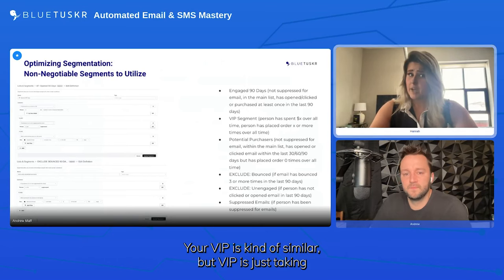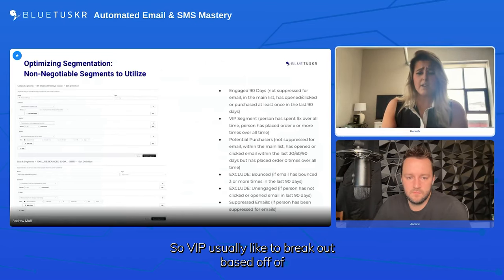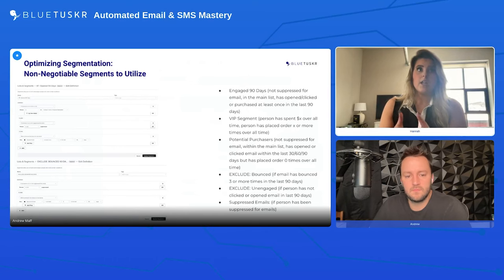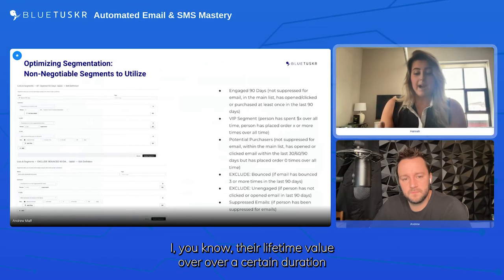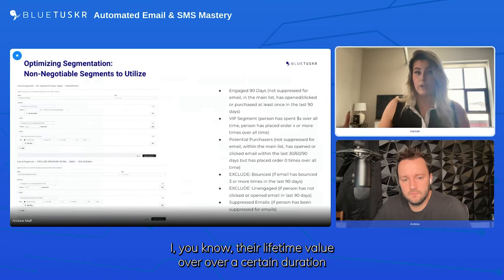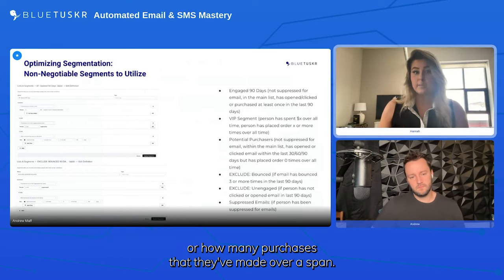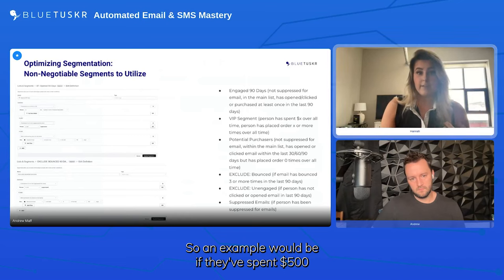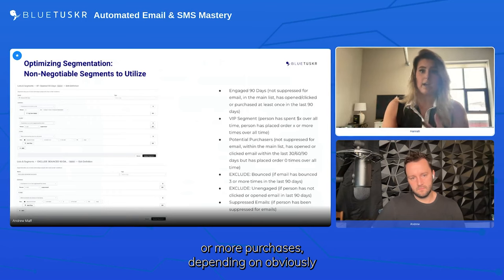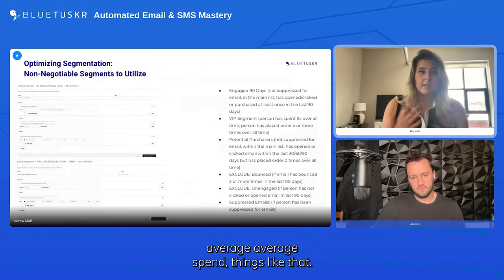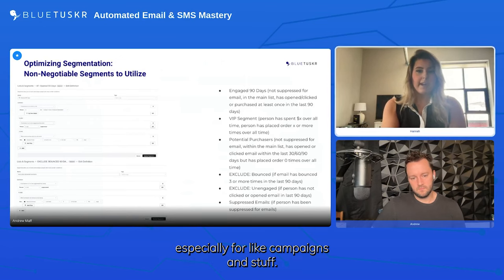Your VIPs, kind of similar, but VIP is just taking that a step further. So VIP, I usually like to break out based off of the amount of money that they've spent with you. So you could either break it out depending on your business by their lifetime value over a certain duration, or how many purchases they've made over a span. So an example would be if they've spent $500 overall with you, or if they've made five or more purchases, depending on obviously average spend, things like that. But these I'd like to put in a separate bucket, especially for campaigns and stuff.